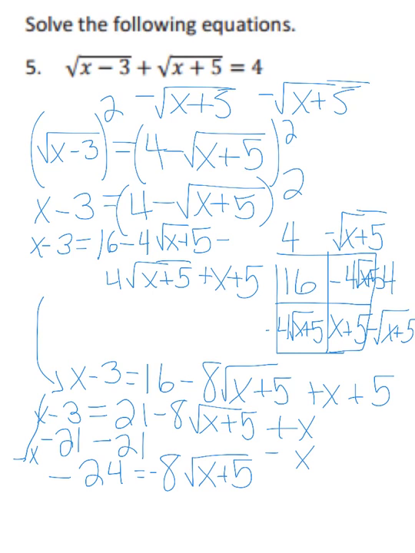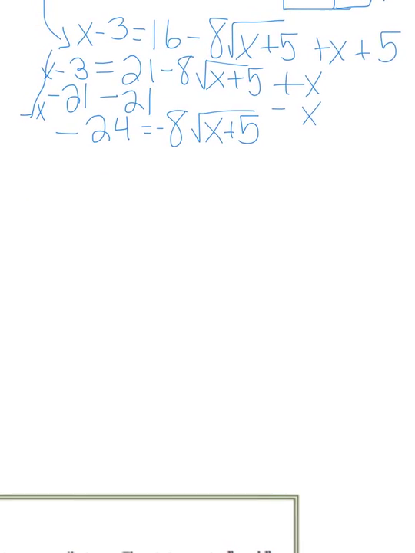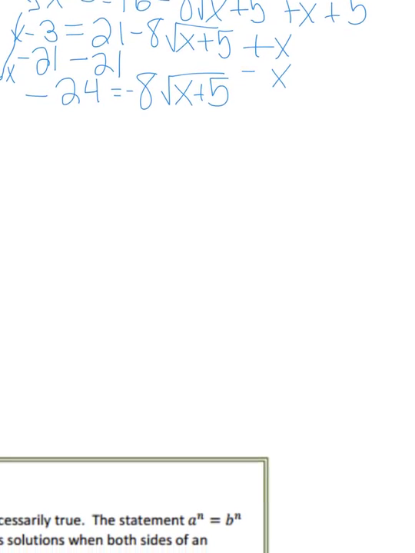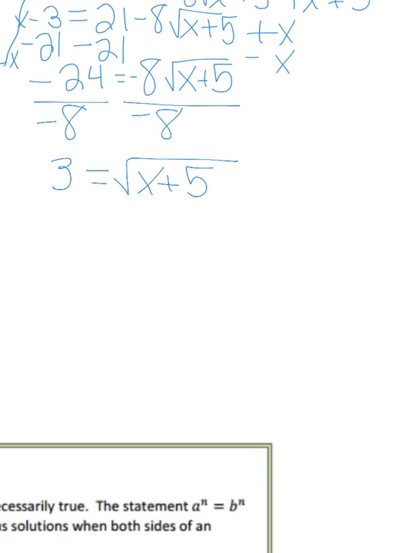So let's get some more space going here. And I want to continue to solve for that radical x plus 5 by dividing by negative 8 to isolate it further. Okay, you're allowed to divide by negative 8 here, so notice that the negative 8 will go into negative 24 evenly 3 times. So you get 3 equal radical x plus 5.